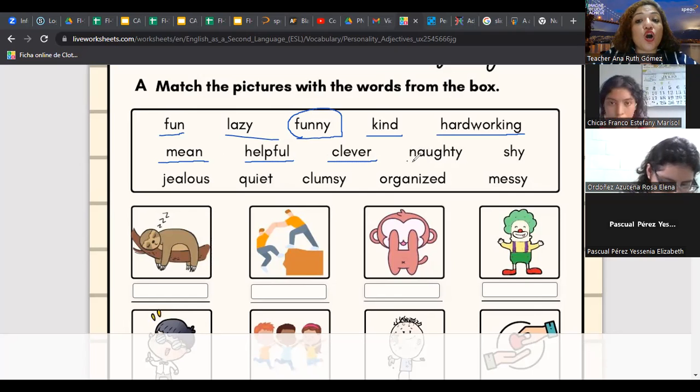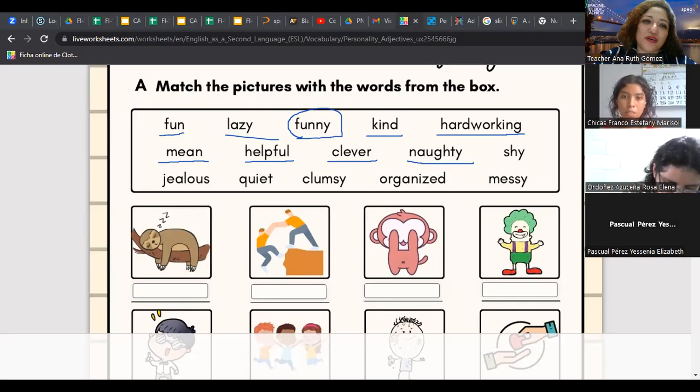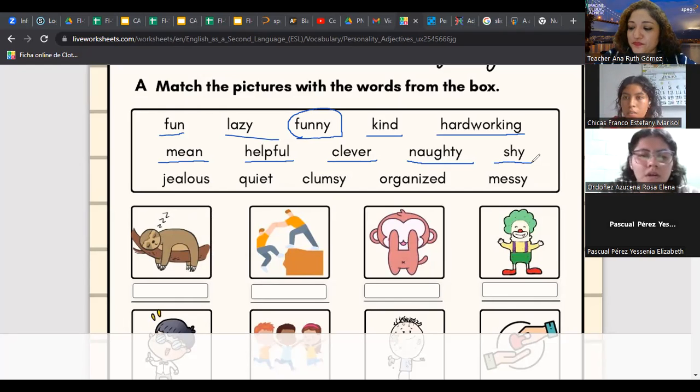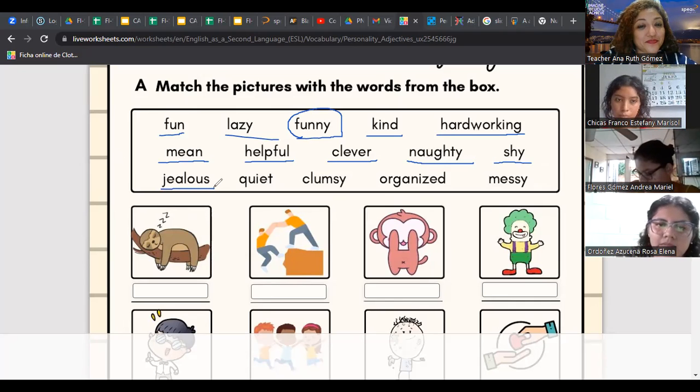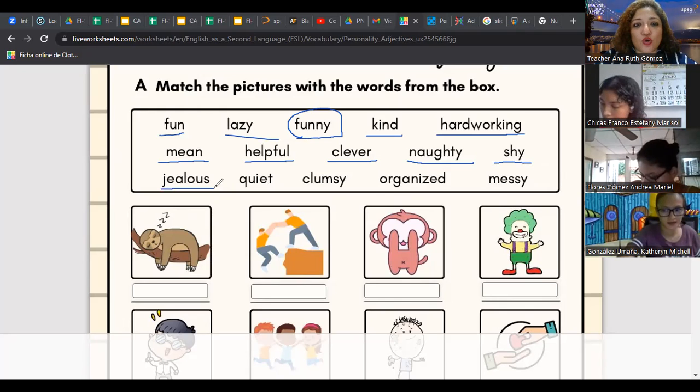Okay, the next one is naughty. Naughty is travieso. Naughty. Travieso. For example, monkeys. Monkeys are naughty. Shy. What's the meaning of shy? Timid. No. Penoso. Timido, yes, penoso, timido. What about jealous? Celoso or celosa. What about quiet? Callado, very good. What about clumsy? Okay, clumsy is torpe. Clumsy, torpe.